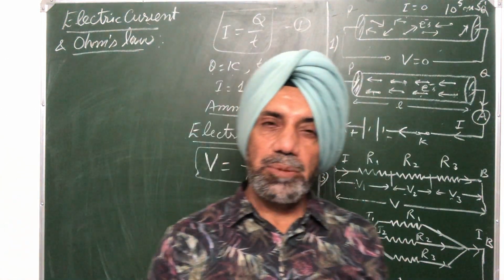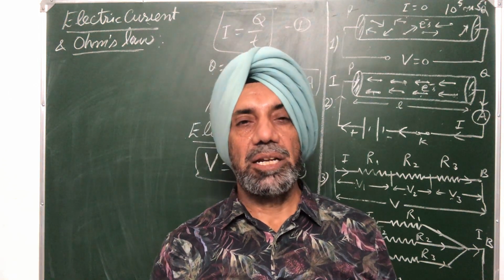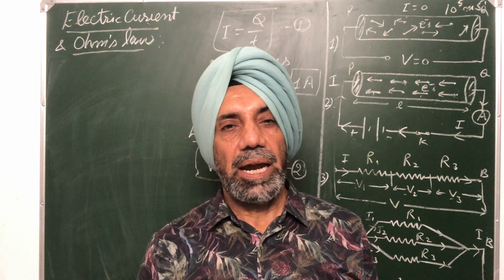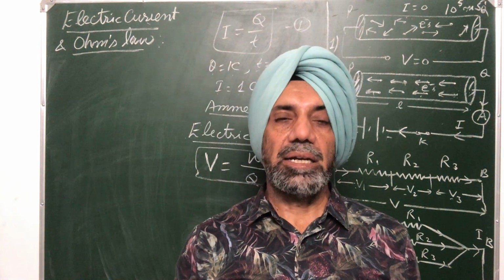Now, current means flow of something. When air is flowing, we say that air current is flowing. When water is flowing, we say that water current is flowing. And when charge is flowing, we say that electric current is flowing.